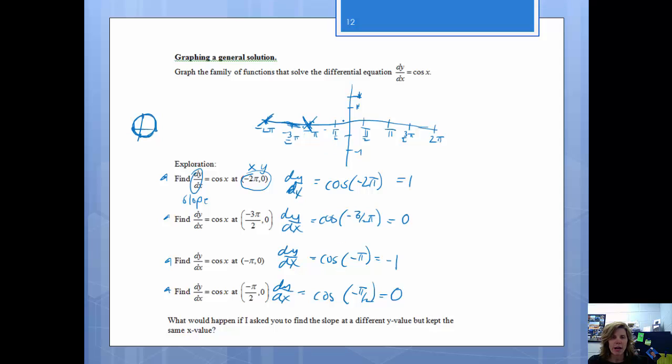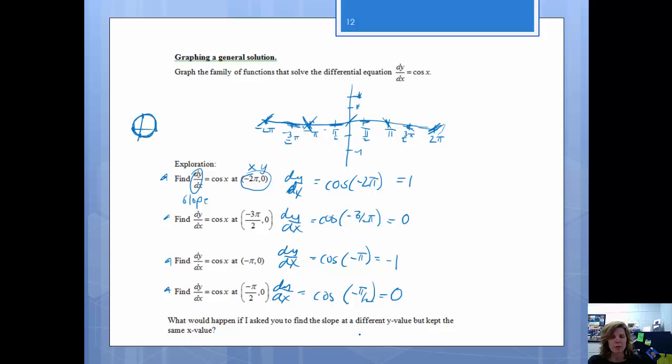And then negative pi over 2, 0 is this point right here. It's going to have a slope of 0. If we kept going with those values, so now let's say I did 0, pi over 2, pi, 3/2 pi, 2 pi, we would actually see that this would look something like that. Pi over 2 would again be 0, and then we're going to have something that looks like that.